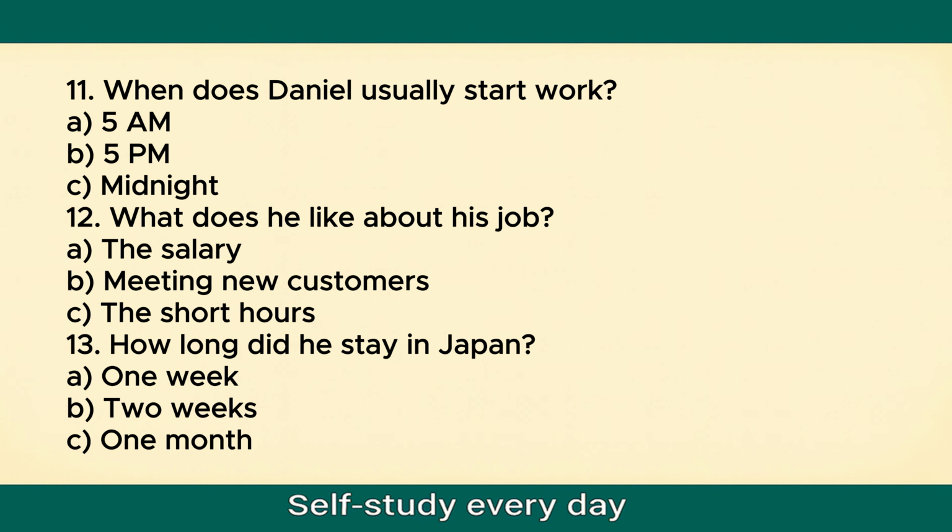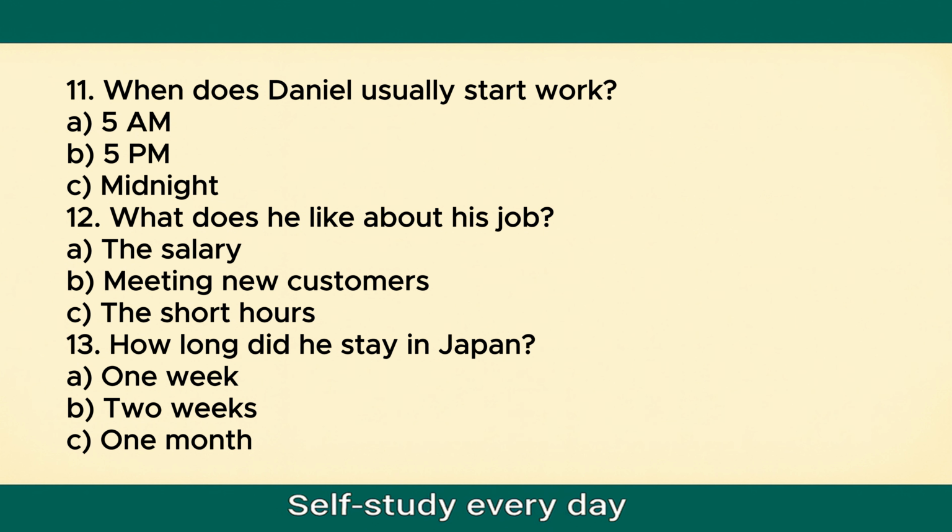11. When does Daniel usually start work? A. 5 a.m. B. 5 p.m. C. Midnight. 12. What does he like about his job? A. The salary. B. Meeting new customers. C. The short hours. 13.